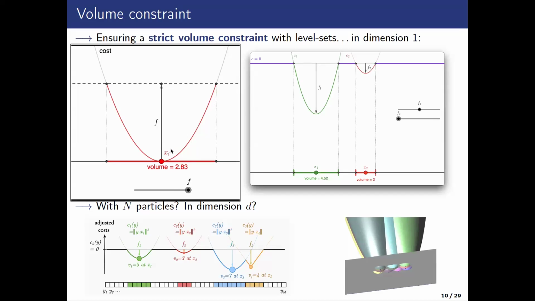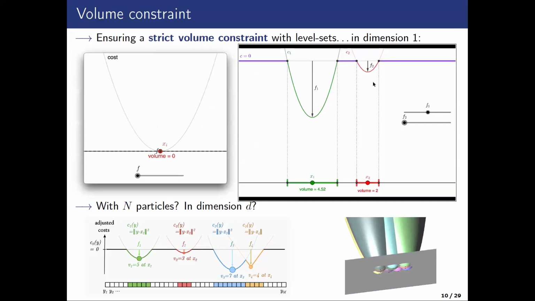So for one particle, it's of course easy. As long as you have a cost function that is not flat, then you can see easily that there will be a unique solution. If you have more than one cell, it's not so easy because, here I have two. I want to tune their volume. So I do the same thing.